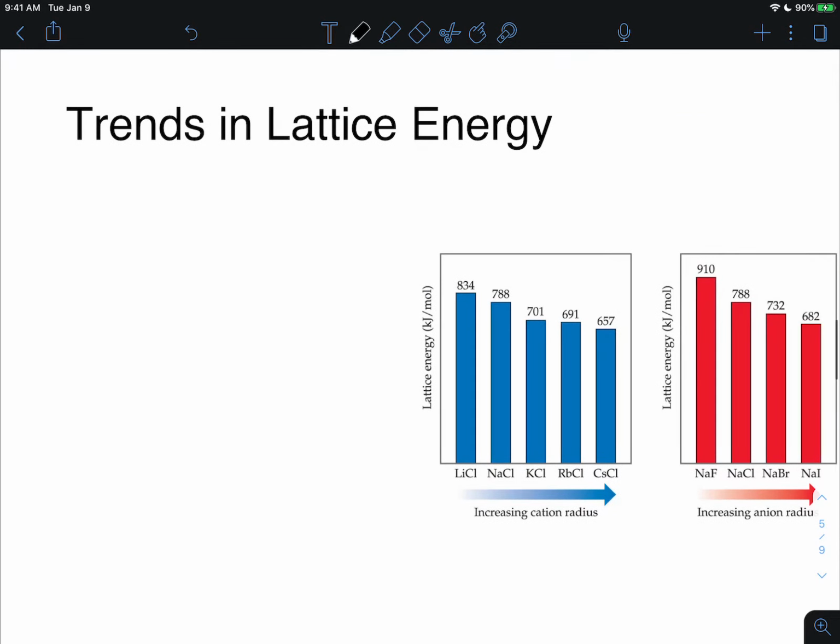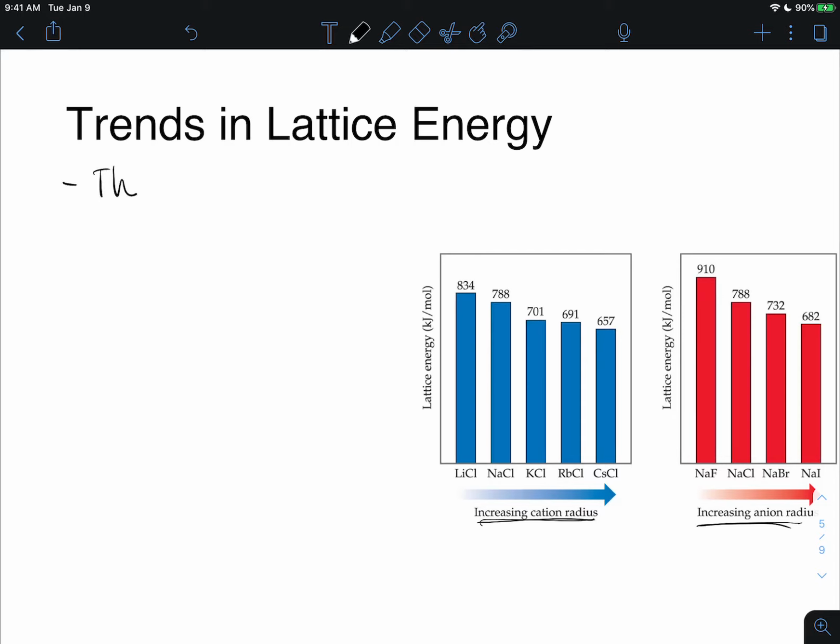So one, we're going to look at our cation size. Then we're going to look at our anion size. We're going to look at our charge, and we're going to relate all of this back to our electrostatic potential energy. So first, as we go from lithium to sodium to potassium to rubidium to cesium, we see that our lattice energy decreases. So it depends on the size of the cation. Then going from fluorine to chlorine to bromine to iodine, the lattice energy decreases. So it depends on the anion size. And then it also depends on the charge.